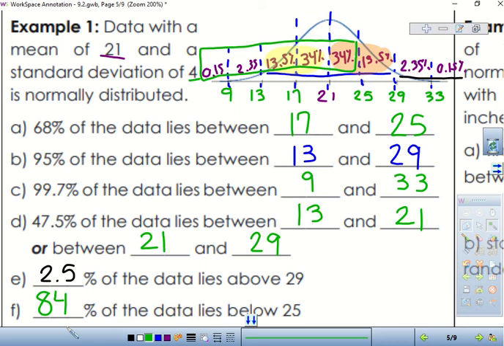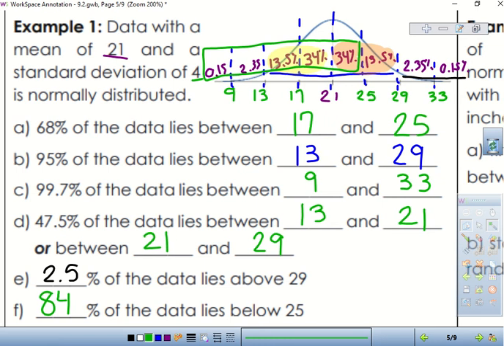Sure. It's 68%, 95%, and 99.7%. Yeah, it's just the values on the top. Any other questions about example 1?